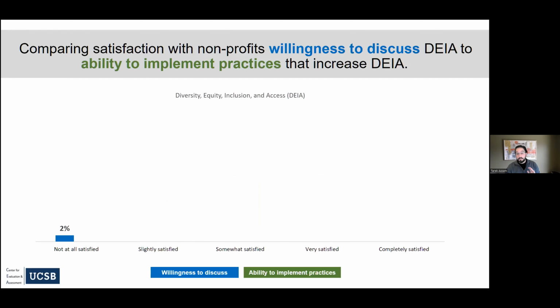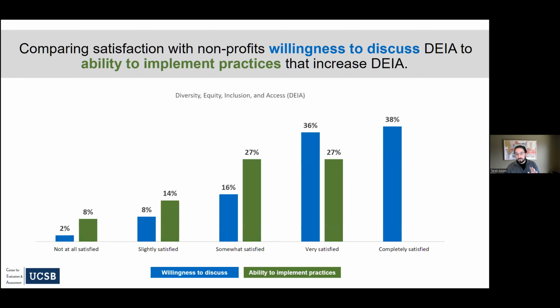I'm going to show you a slide that contrasts them and makes this point a little bit more clear. So again, the blue represents the willingness to discuss, and the green represents ability to implement practices. And this is why we want to do focus groups. It's really hard from a research perspective to understand why. Quantitative data does a great job of telling us what is happening. It doesn't do a very good job of telling us why it's happening, or how the numbers reflect the lived experiences of different individuals and different organizations.